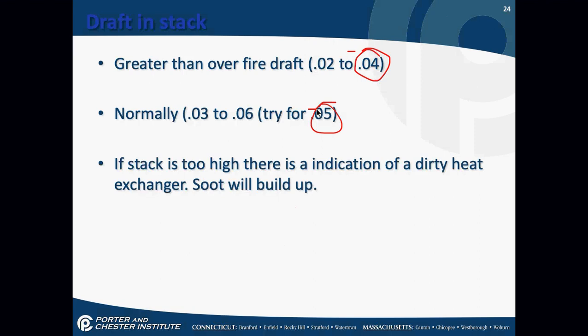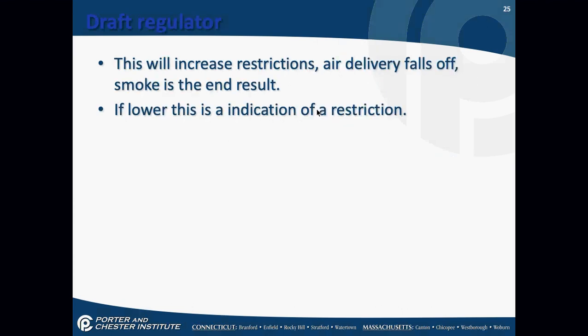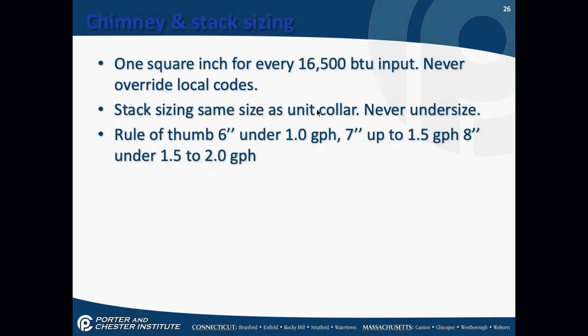Didn't I just mention a clean heat exchanger? Part of the importance of this whole process is that you're working with a clean heat exchanger. I want to take the reading in a clean situation. That way, when I get a service call that there's no draft, I have what my numbers should be, and I have a comparison. If I have a dirty heat exchanger, it increases restrictions, air delivery falls off, and smoke is the end result. Restriction in heat exchangers.